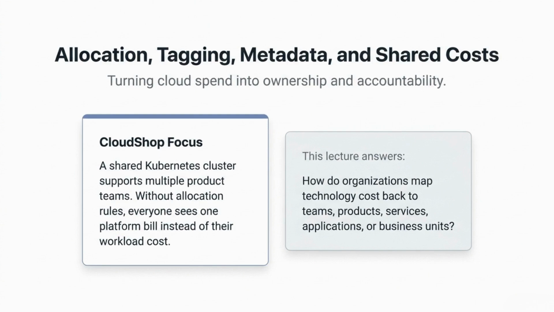We will continue with CloudShop. CloudShop has a shared Kubernetes cluster that supports multiple product teams. Without labels, namespace mapping, or allocation rules, the entire cluster may look like one platform cost. With better metadata and allocation rules, product teams can see the cost of the workloads they influence.